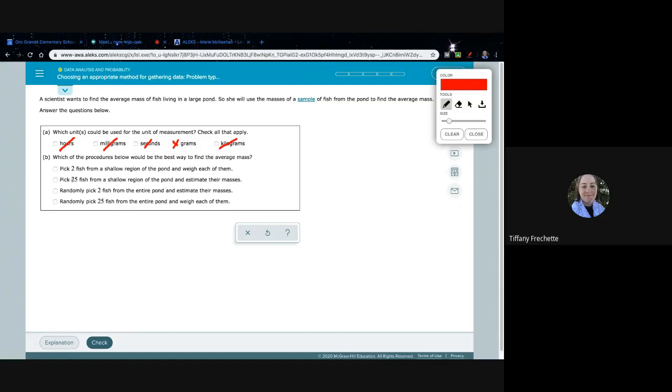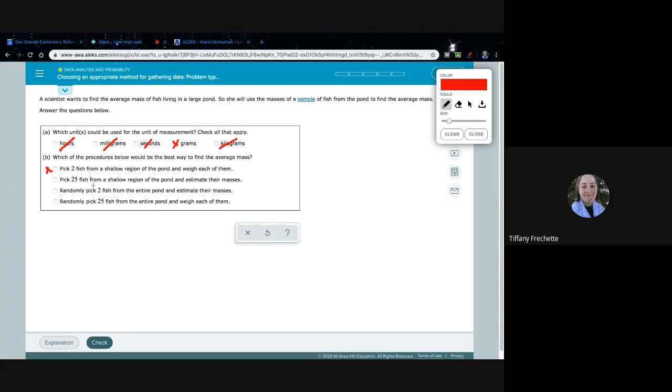So now we need to choose, how are we going to choose our random sample of fish? So pick 2 fish from the shallow region of the pond and weigh each of them. Well, if they're in the shallow region, they're probably not the biggest fish. They're probably smaller fish. So that's not a very good sample of a large pond. So we're not going to use that one.